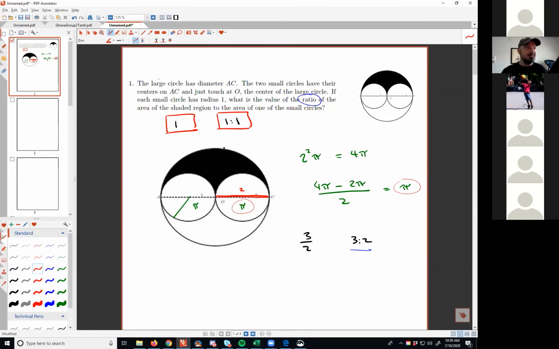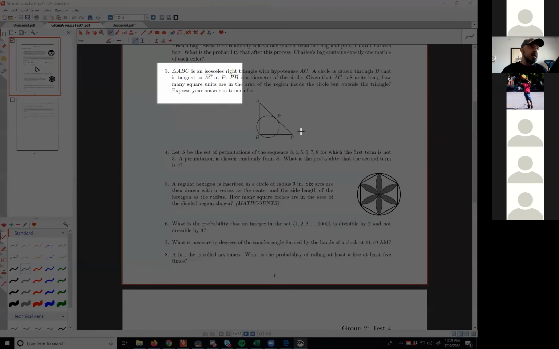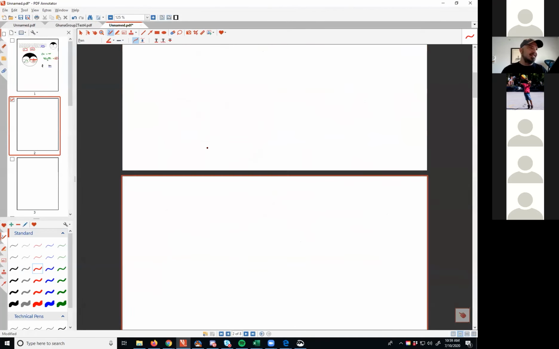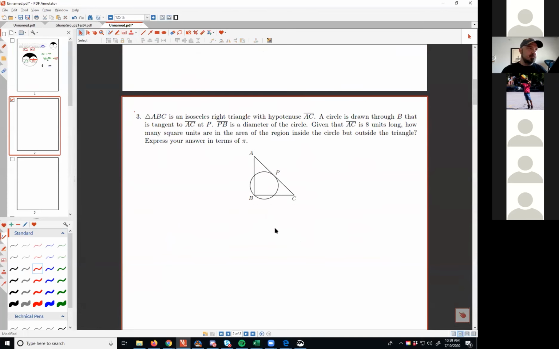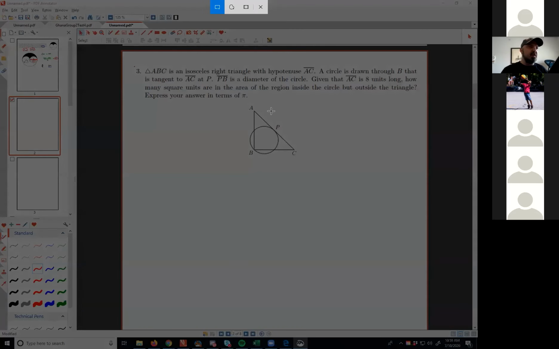Okay, thank you. All right, number 3. How many square units in the area of the region inside the circle but outside the triangle? Kind of starting backward. I do that sometimes with wordy problems.